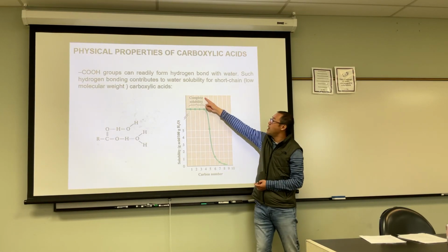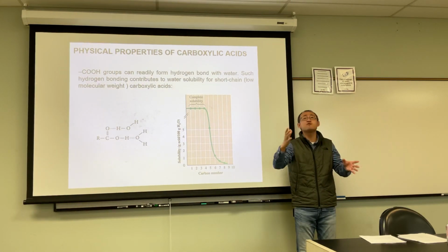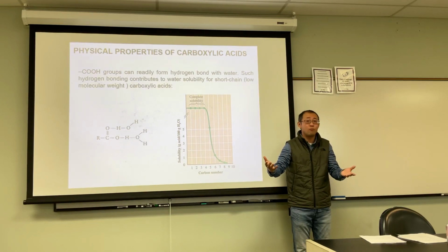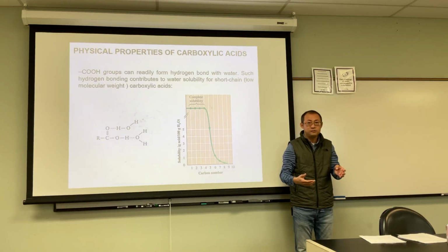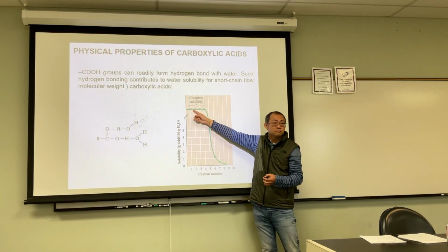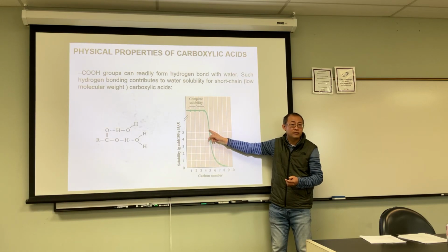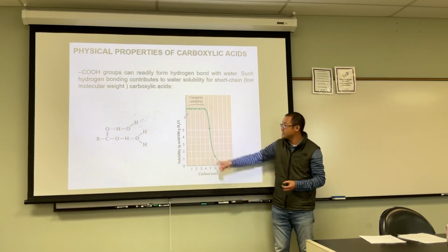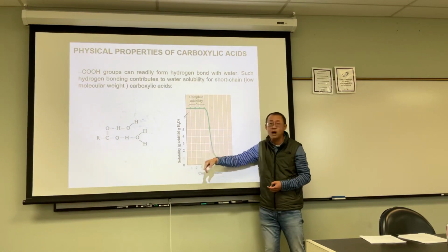The solubility is called complete. That means you can mix the acid with water in any ratio. They will dissolve. You can have 99% acid and 1% water, and it is still going to dissolve. But the solubility does decrease as the number of carbons increases. At 5 carbons, the solubility does drop to 5 grams per 100 mL of water.